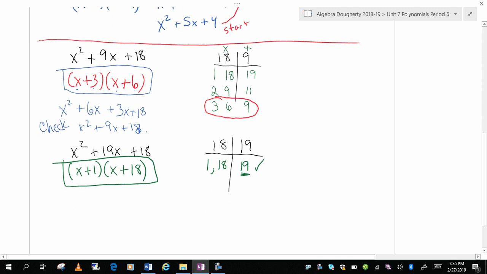Now, certain cases won't work. I'm just going to do this off to the side here. Let's say I had x squared plus 12x plus 18. There are no factors of 18 that add up to 12. It would have fallen in between here somewhere. So something like x squared plus 12x plus 18 does not factor. It only factors if the two factors of the c value add up to the b value.